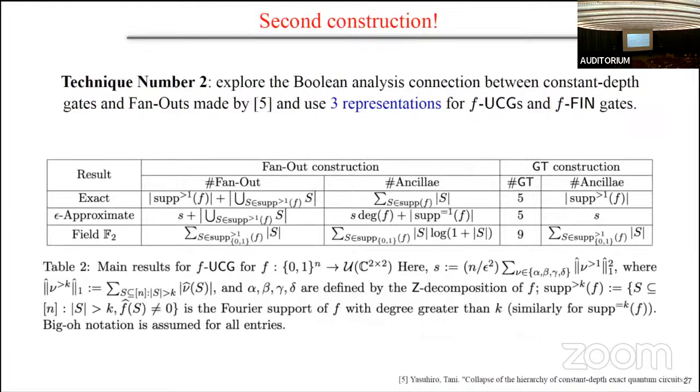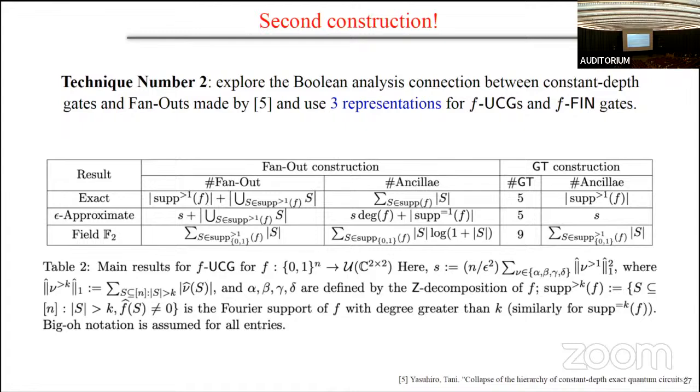The second construction is more elaborate, and it's the one I like the most. I think it's nicer. It explores the Boolean analysis connection between constant depth circuits and fanouts made by some authors almost a decade ago. We rely on three types of Fourier decompositions. So we have three subcases, and that's why we have this table with many different quantities, different expansions of a Boolean function. I'm going to make it more precise in the next slide.